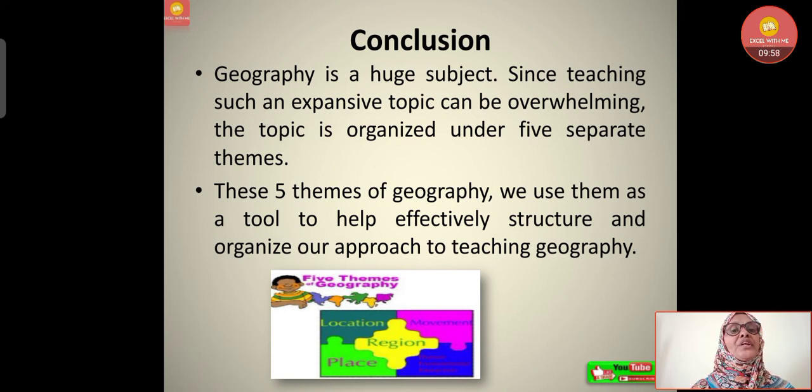Now let's conclude the topic. Geography is a huge subject obviously. Since teaching such an expansive topic can be overwhelming, the topic is organized under 5 separate themes as we understood here: location, place, region, etc. These 5 themes of geography, we use them as a tool to help effectively structure and organize our approach to teaching geography. It will become easy for the teachers to make the children understand very easily if they make them understand through these themes in geography.